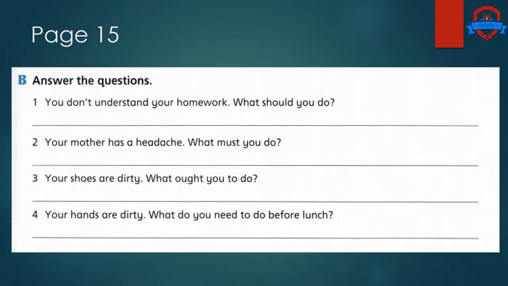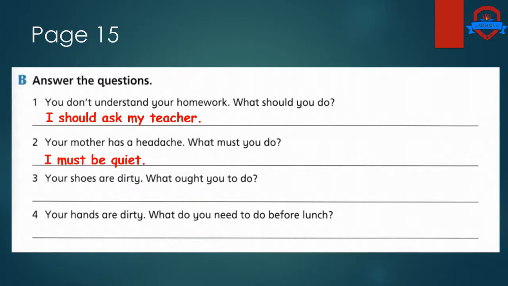Let's practice. Page 15. Exercise letter B. Answer the questions. Number 1. You don't understand your homework. What should you do? I should ask my teacher. Number 2. Your mother has a headache. What must you do? I must be quiet. Don't be noisy.